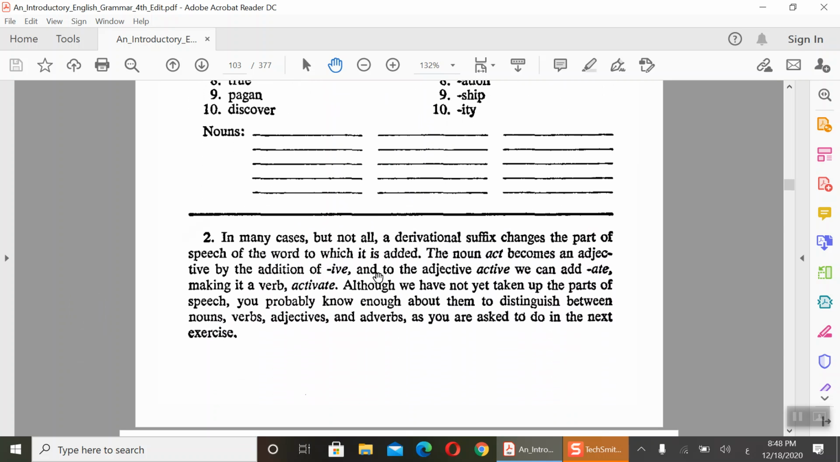Number 2, in many cases, but not all, a derivational suffix changes the part of speech of the word to which it is added. You see, inflectional suffixes do not change the part of speech. Here they change the part of speech. When they are added, they change. For example, the noun act. Act is a noun. When we add, for example, ive, which is a suffix, it will become an adjective, active. You see? When we add ate, it will be a verb, activate. So it changes here from noun to verb, from noun to adjective.